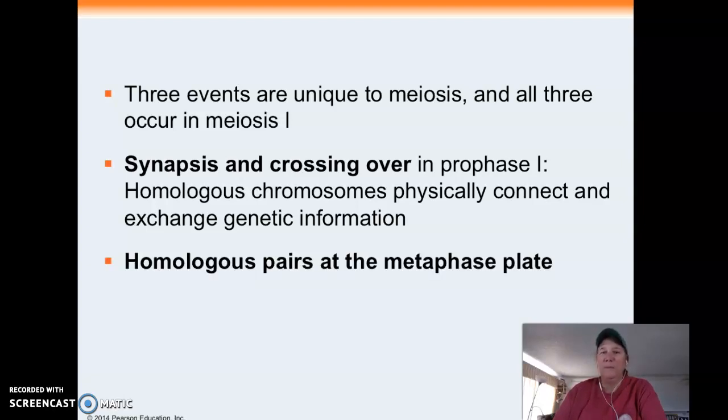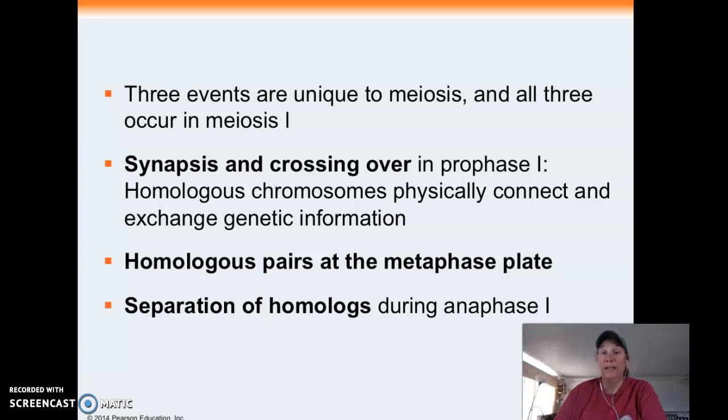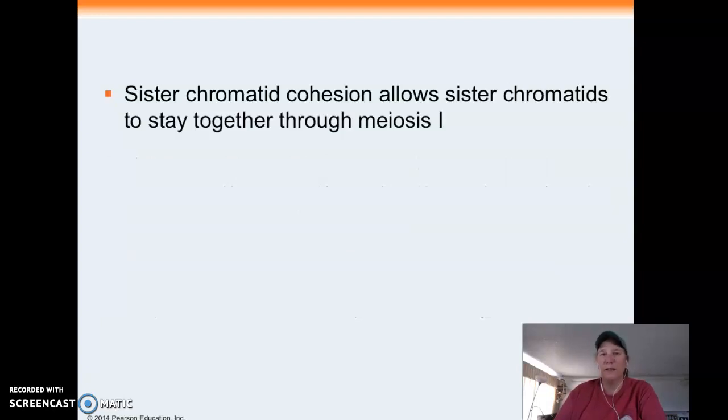Okay. And again, when they line up in the middle in metaphase, instead of all the chromosomes lining up single file, now you get homologous pairs, the same pairs next to each other. Okay. And then they separate the pairs, not the chromosome into chromatids, but the whole chromosome goes to the other side. So those are all different than in mitosis.